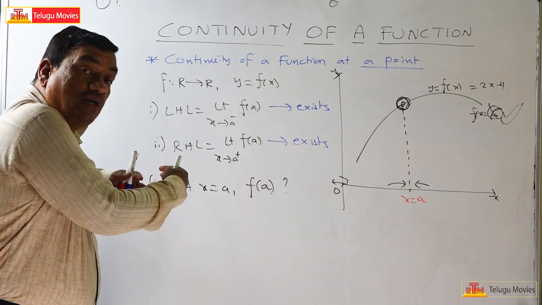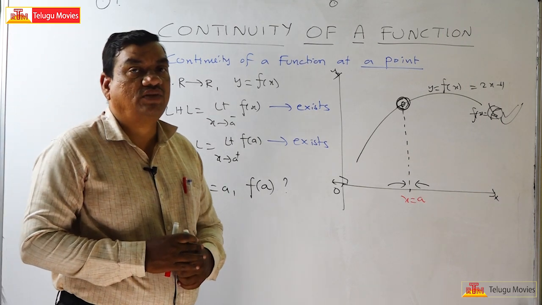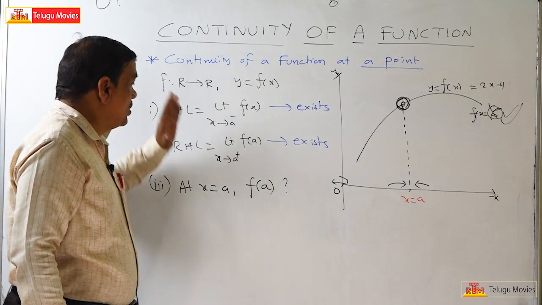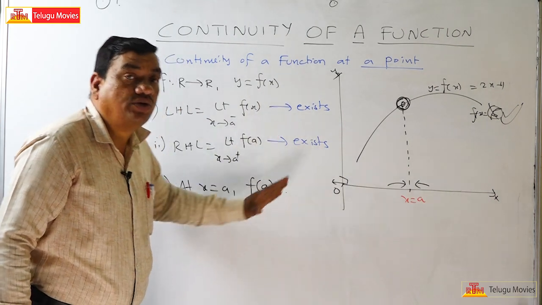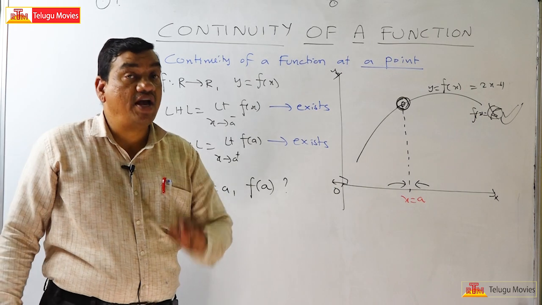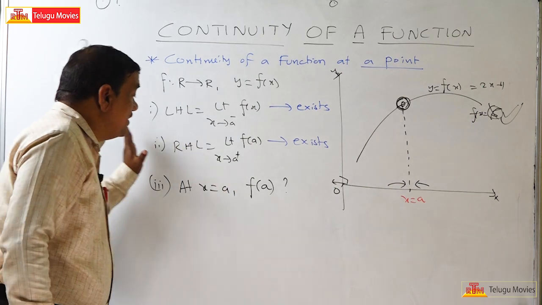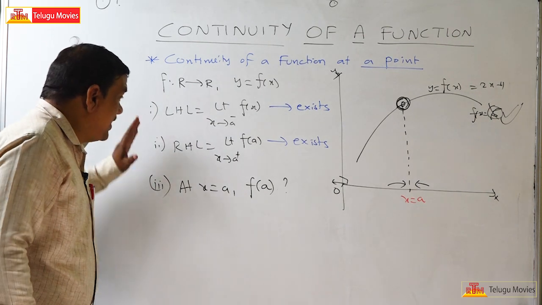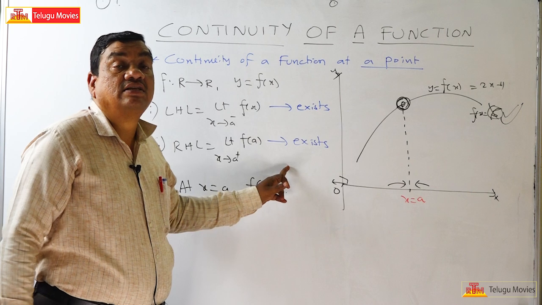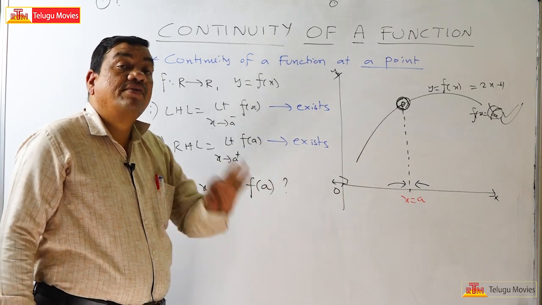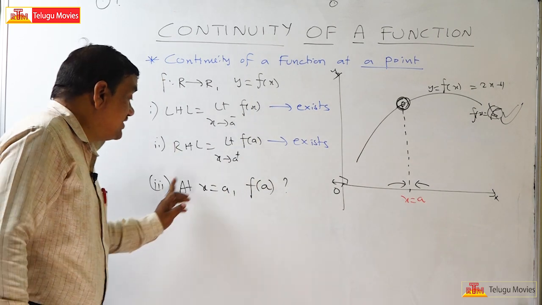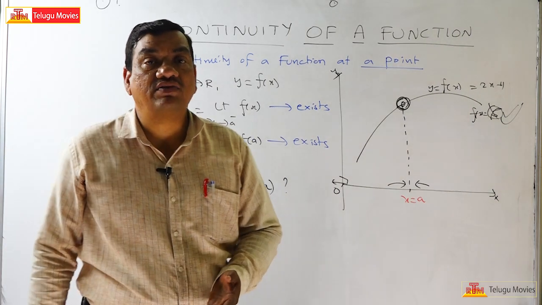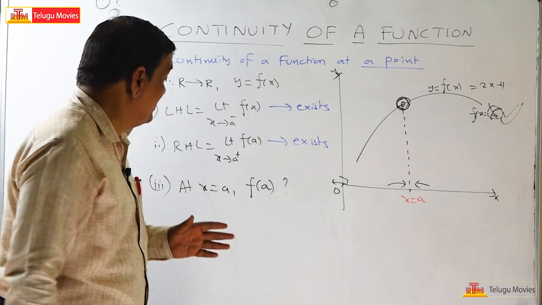Now the calculation part is over. What do you have to find out? You have to find the left hand side limit at x is equal to a, and the right hand side limit at x is equal to a. Next, check that both limits exist, meaning they both have a finite value. Then at x is equal to a, find its functional value, otherwise called the image of the point x is equal to a.